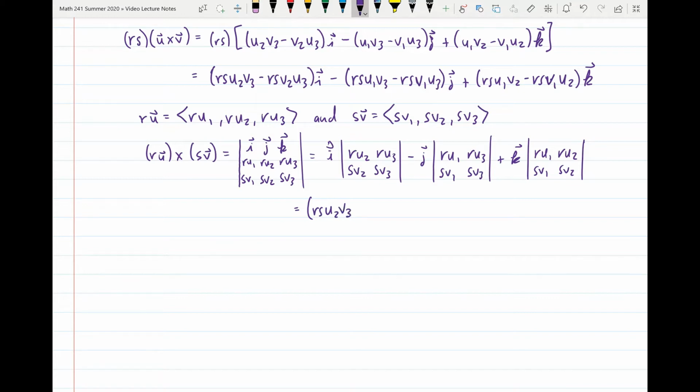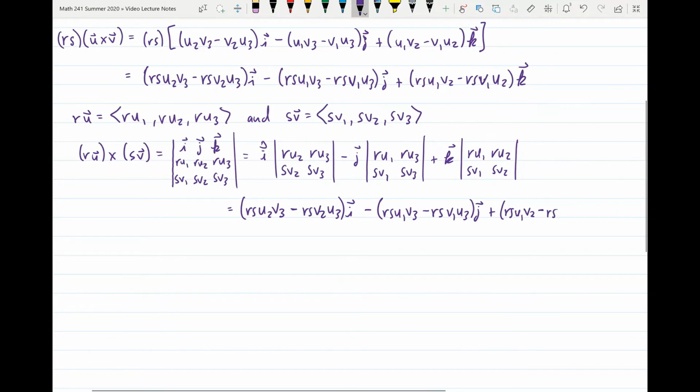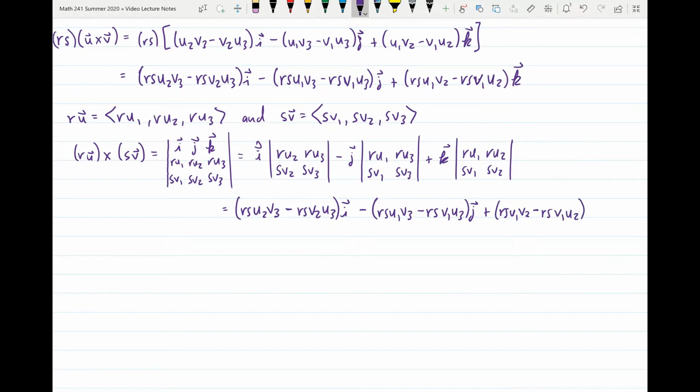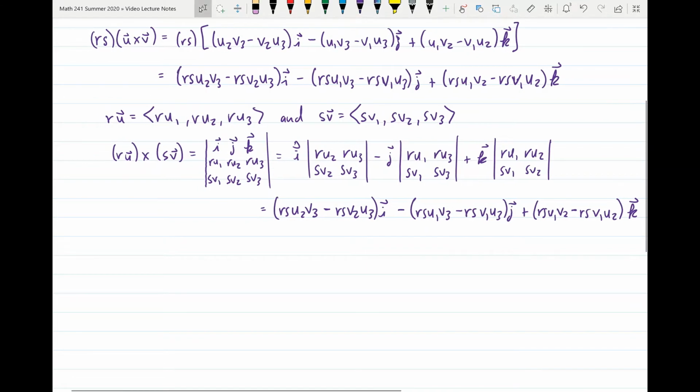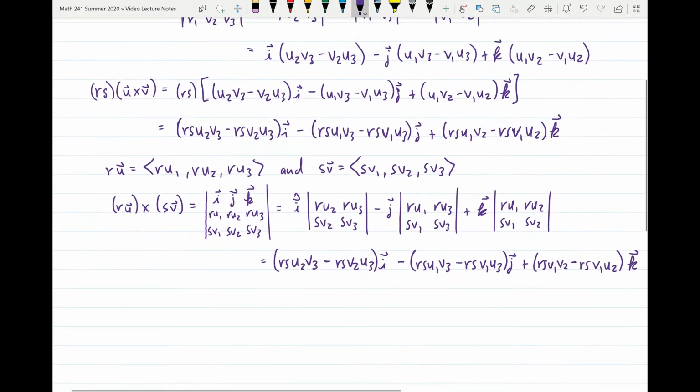So we're going to get rs u2 v3 minus rs v2 u3, i, minus rs u1 v3 minus rs v1 u3, j, and then finally rs u1 v2 minus rs v1 u2, k. So now we've calculated the right side of the equation, and we get the resultant expression here.